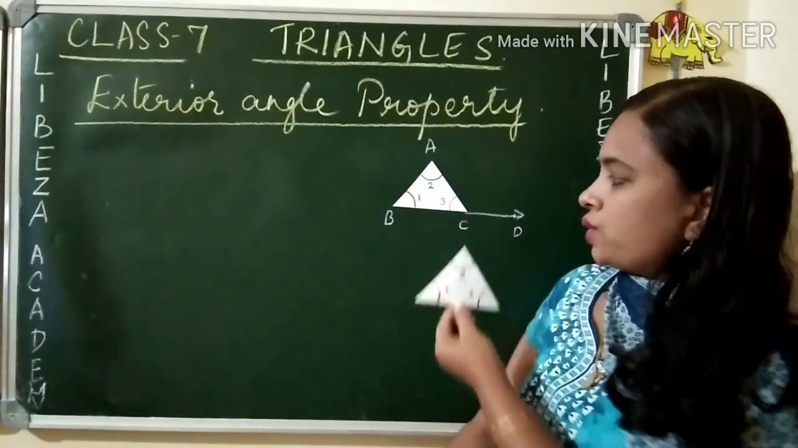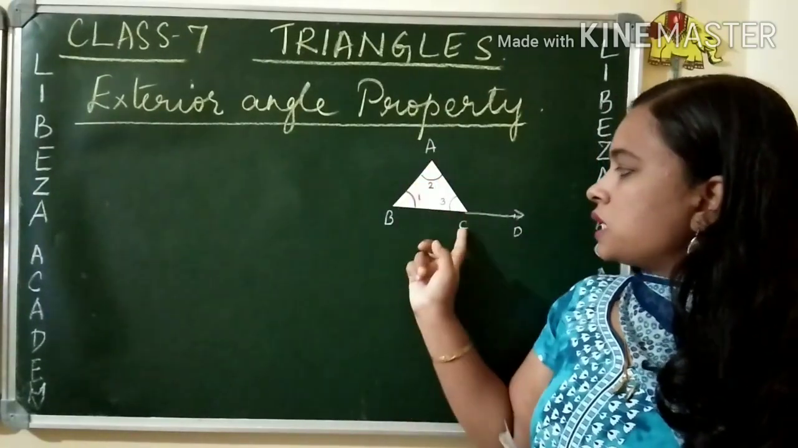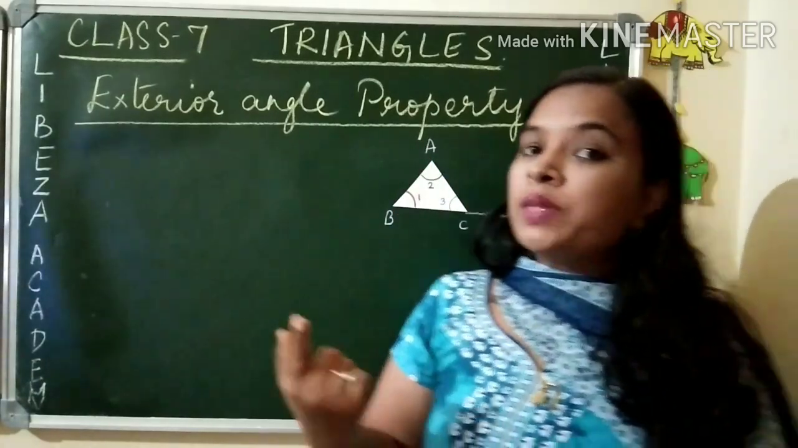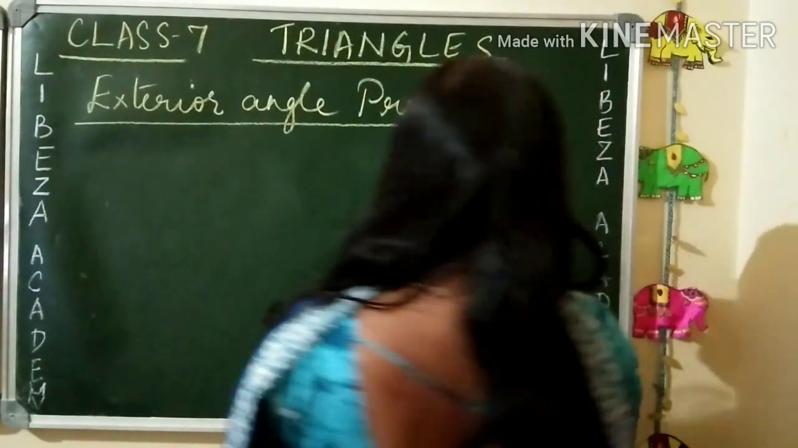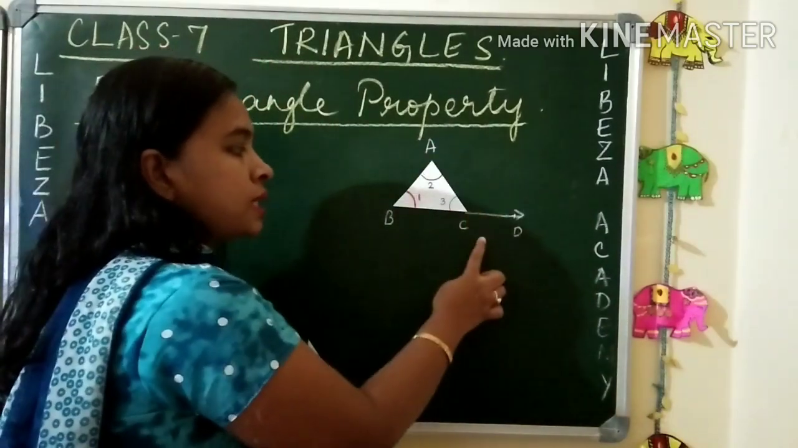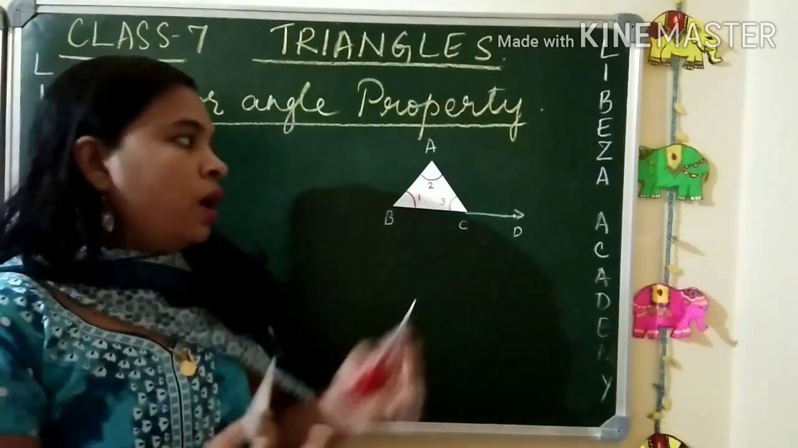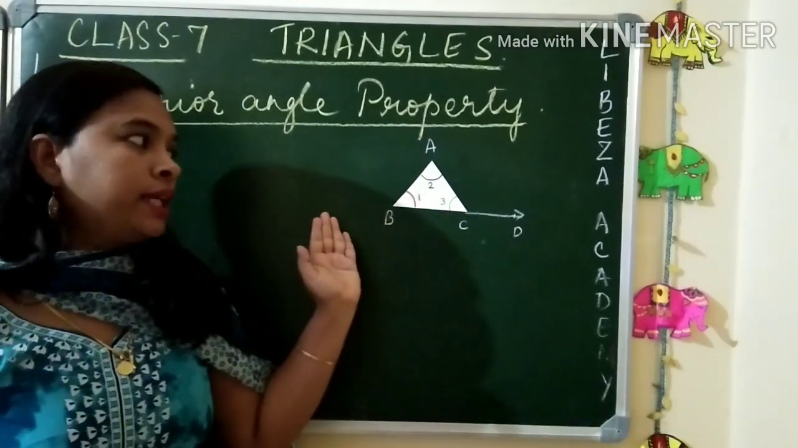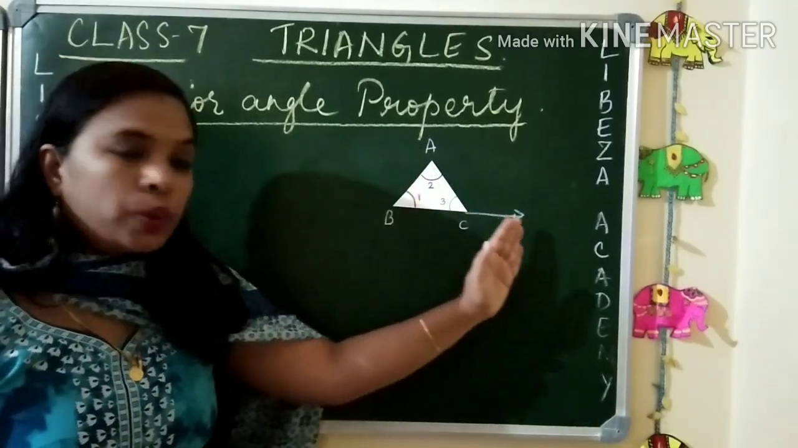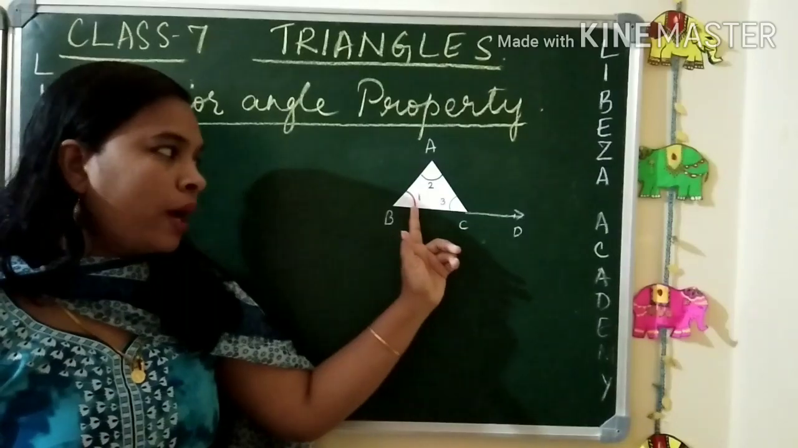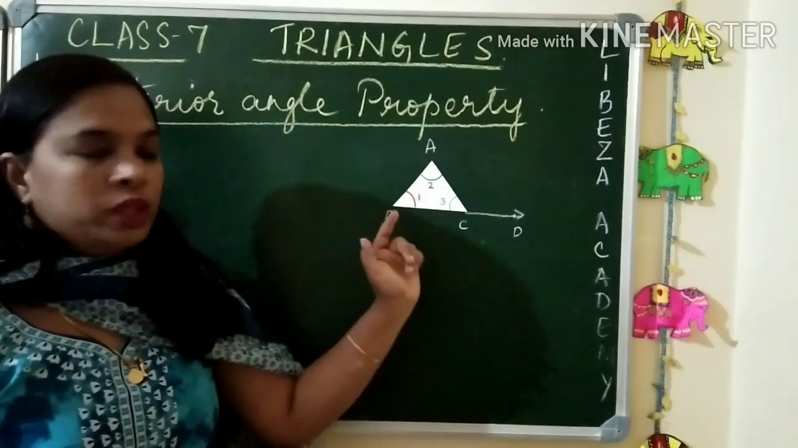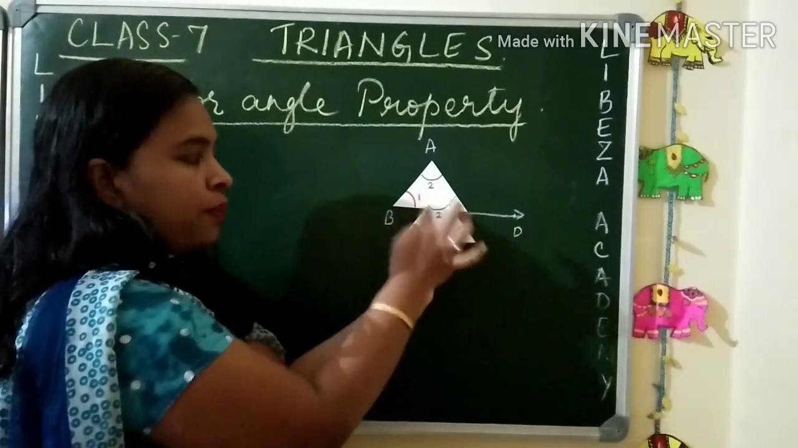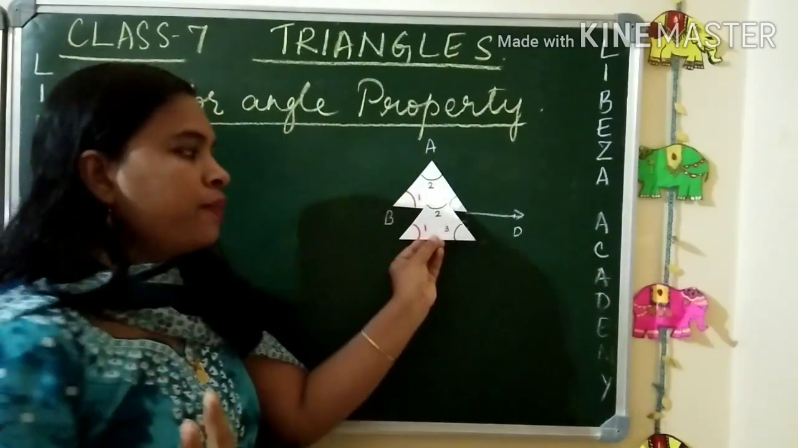Now when you see ACD, which is the adjacent angle to ACD? The adjacent angle to ACD is ACB. Now which angles are opposite to ACD? The angles opposite to ACD are angle 1 and angle 2. Okay, what will we do now? Now I have the same triangle with the same naming.